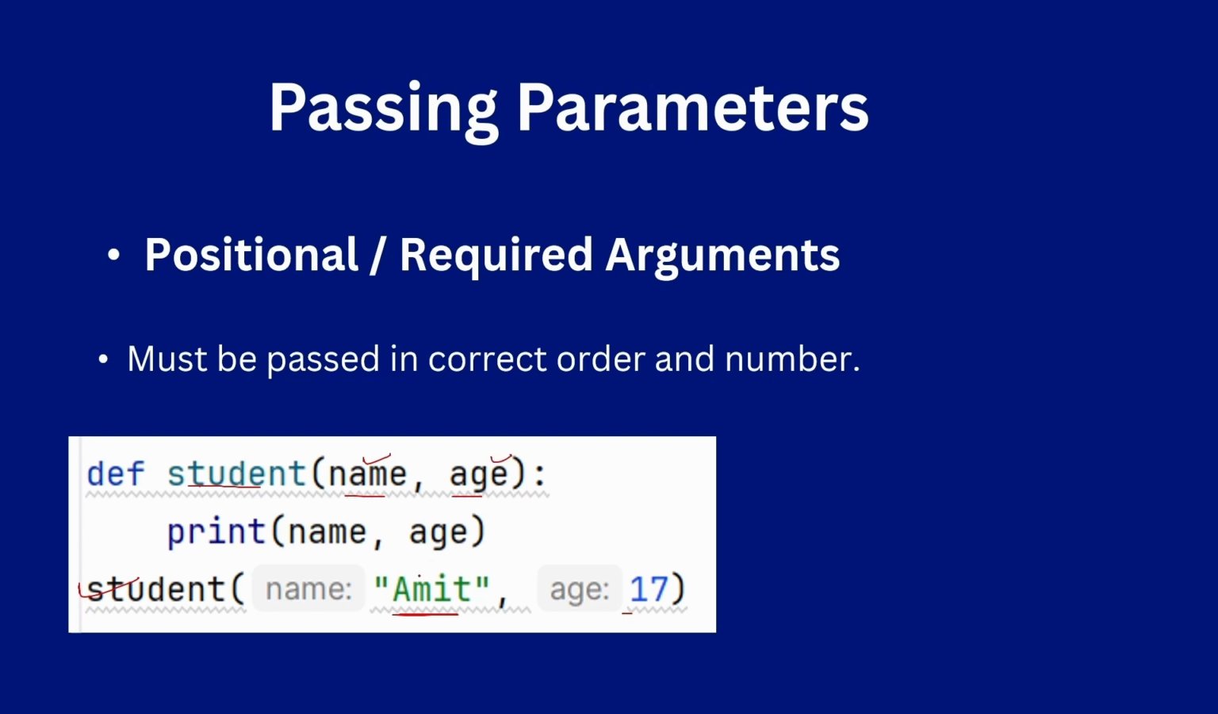The order in which we are passing is very important. Let's say if we write 17 here and Amit here, then name will become 17 and age will become Amit. So the order in which these parameters are being passed is very, very important, and we need to make sure that we pass these parameters in the correct order.